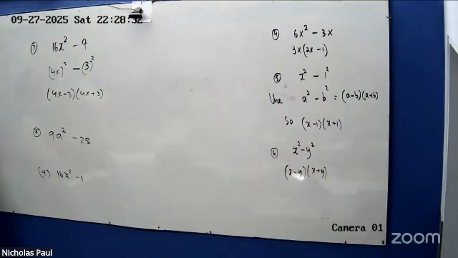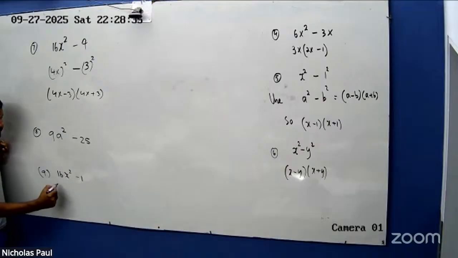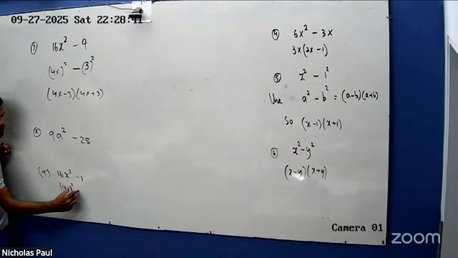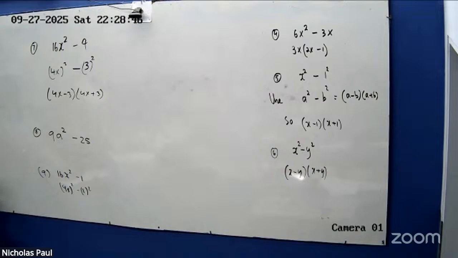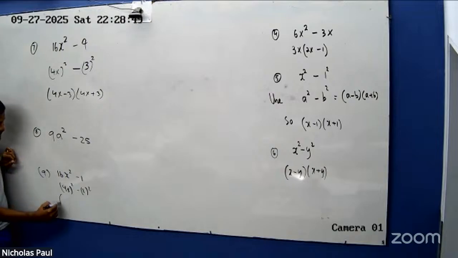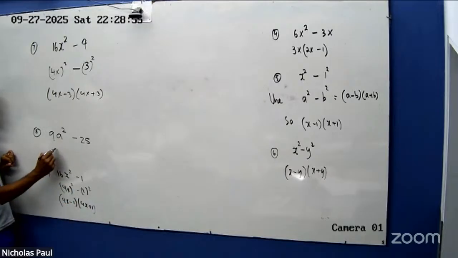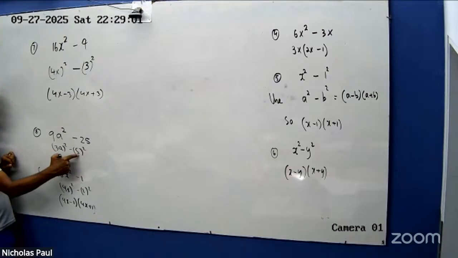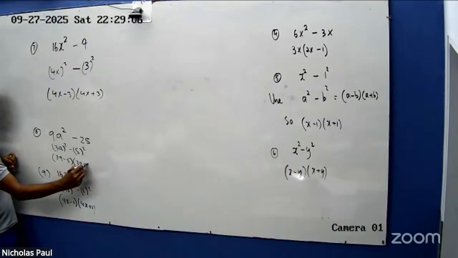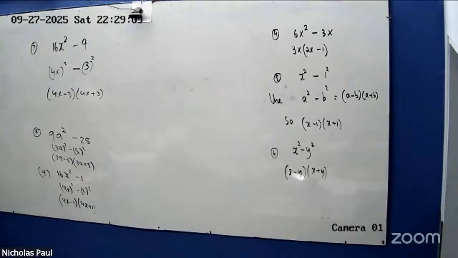Right, so 16x squared is what? 4x squared, and 1 is really what? Oh, I put the wrong one here, sorry. Right, so the answer here is what? 4x minus 1, 4x plus 1. Here it is what? 3a squared minus 5 squared. a and b, right? So this is 3a minus 5 by 3a plus 5. That's okay? Everybody okay with that?